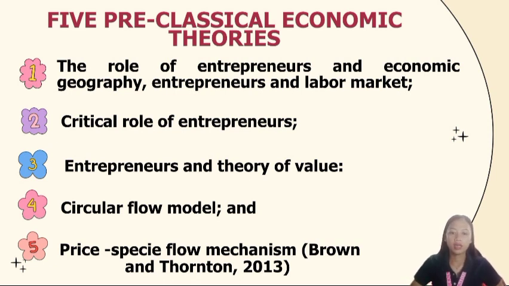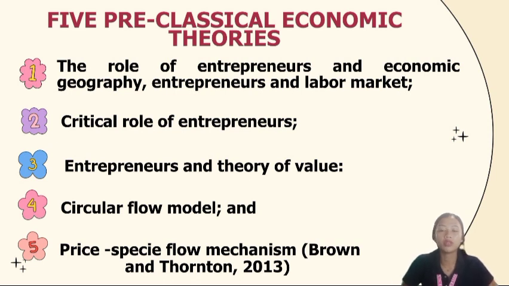The fourth pre-classical economic theory is the circular flow model. Both Cantillon's circular flow and Adam Smith's invisible hand concepts highlight the important role of entrepreneurs in keeping the economy running smoothly. But for Cantillon, his circular flow concept emphasizes how entrepreneurs play a vital role in keeping money and goods flowing within the economy.